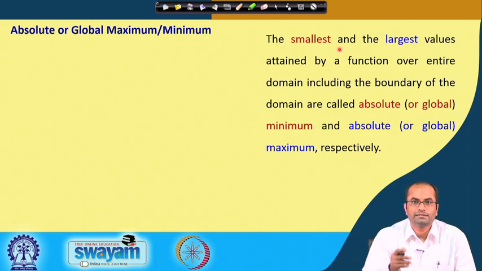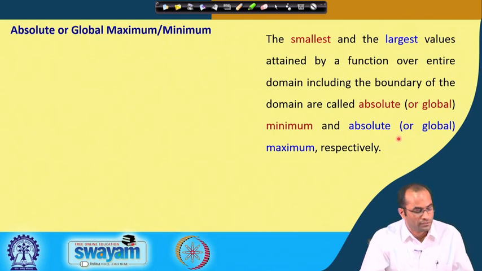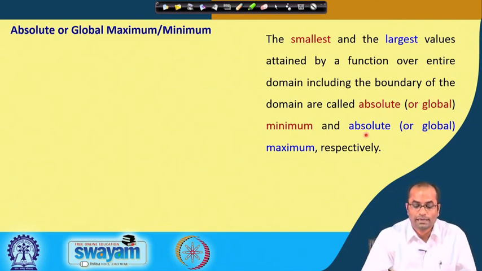So, in that case, we will call this the absolute minimum value of the function or the absolute maximum value of the function. And we have to include naturally the boundary of the domain to find such an absolute maximum or absolute minimum.